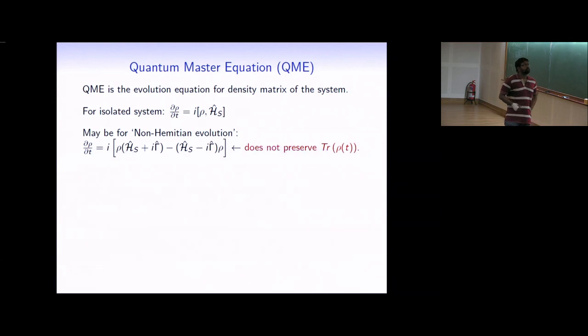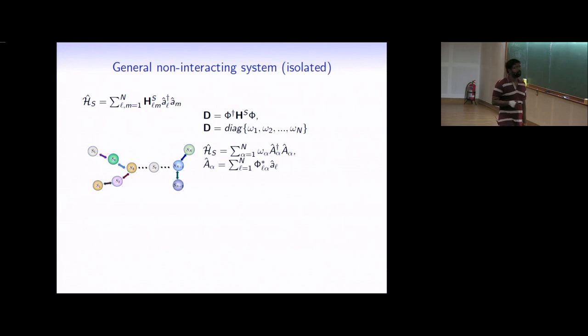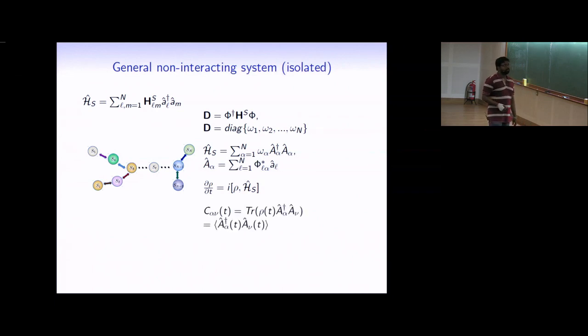At this level you don't see something like this, but you will see something like this at some other level. So our system for today is a very general non-interacting system, which can be written like this. You can think of it as some sites with some energies, and then there is some hopping between them. There are no nonlinearities anywhere. There is no interaction. And for such a system, you can of course diagonalize this matrix here, which will be a Hermitian matrix, and go to the eigenbasis and write it in terms of the eigenbasis operators.